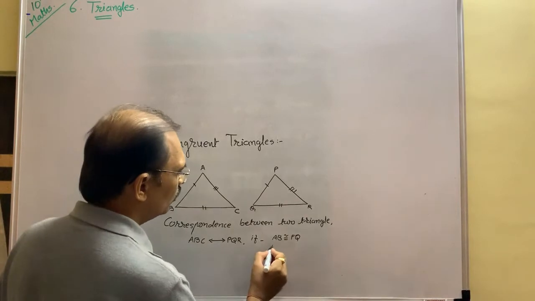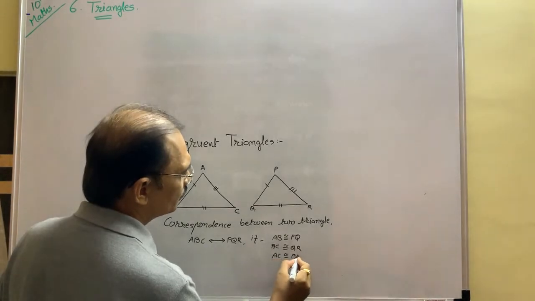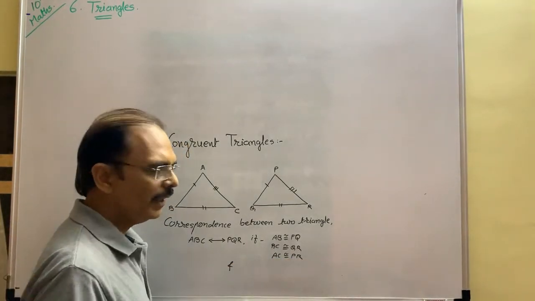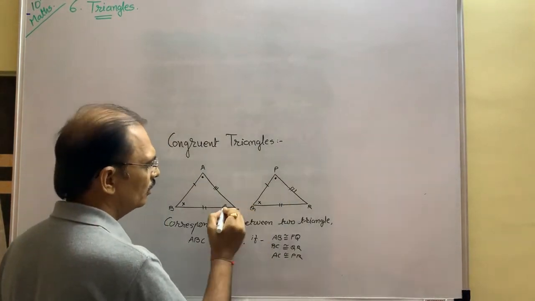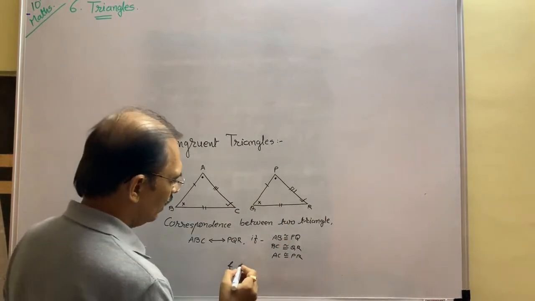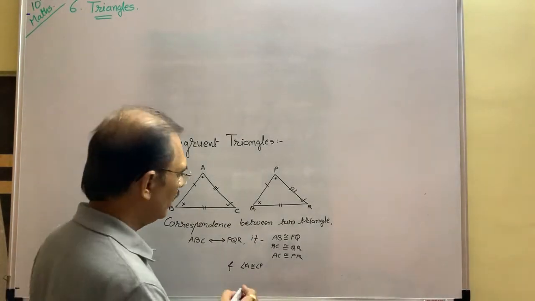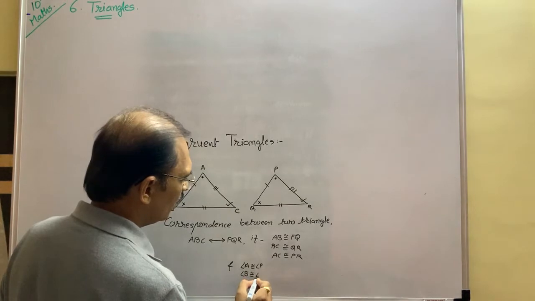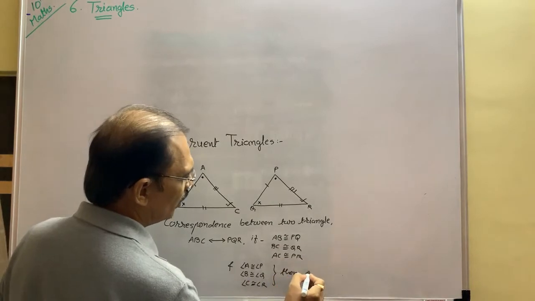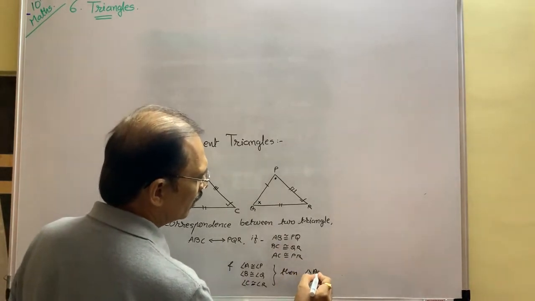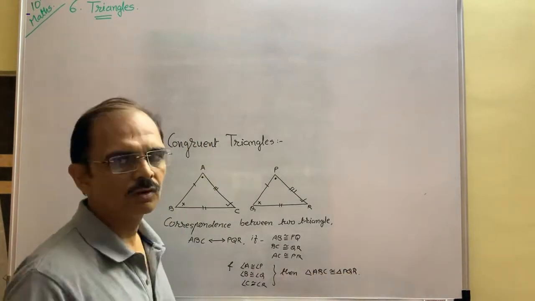AB congruent to PQ, BC congruent to QR, AC congruent to PR, and corresponding angles. Angle A, its corresponding angle is P, B, its corresponding angle is Q, and C, its corresponding angle is R. So angle A congruent to angle P, or angle A equals angle P. Angle B congruent to angle Q, and angle C congruent to angle R. Then correspondence is a congruency, and triangle ABC is congruent to triangle PQR. Okay, this is about congruency.